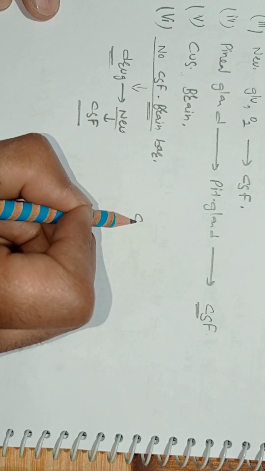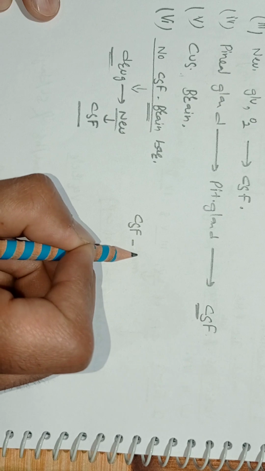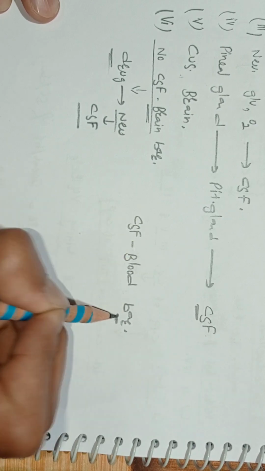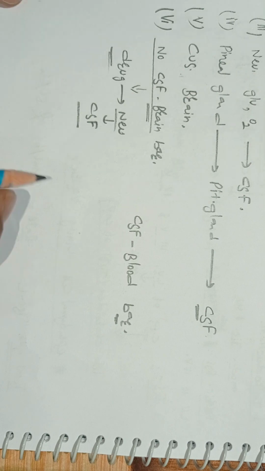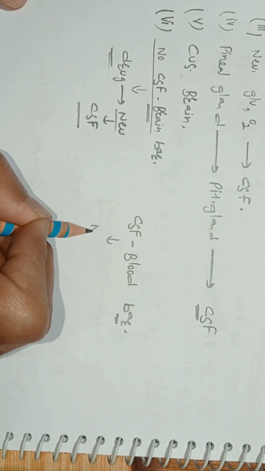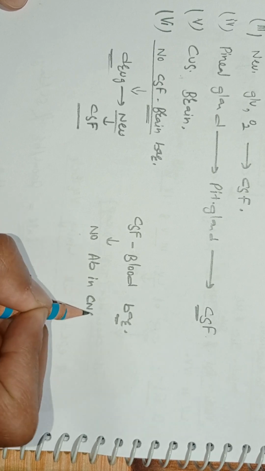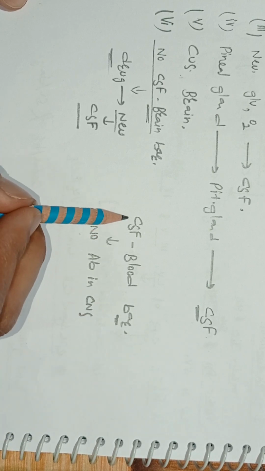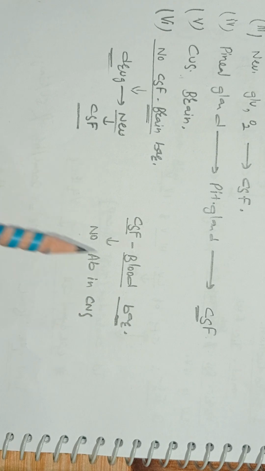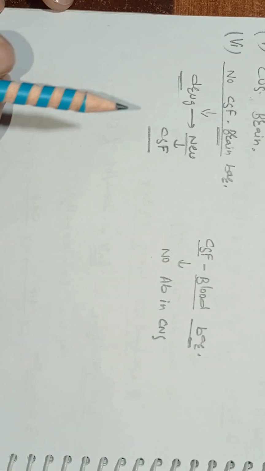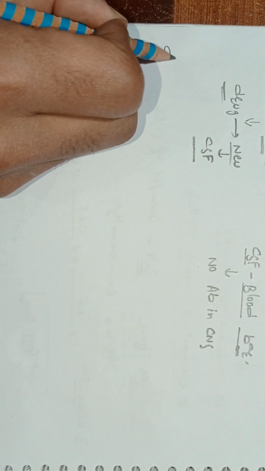While there is a CSF blood barrier. There is a barrier between CSF and blood. So there are no antibodies in the central nervous system, because there is a CSF and blood barrier. Clear? So this is function 6 of the CSF. These 6 functions, very simple functions. Now let's move on to the clinical anatomy.